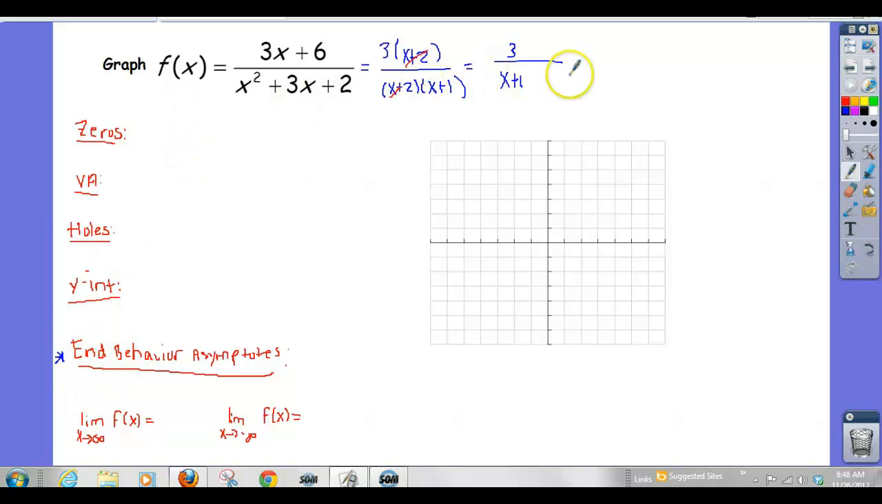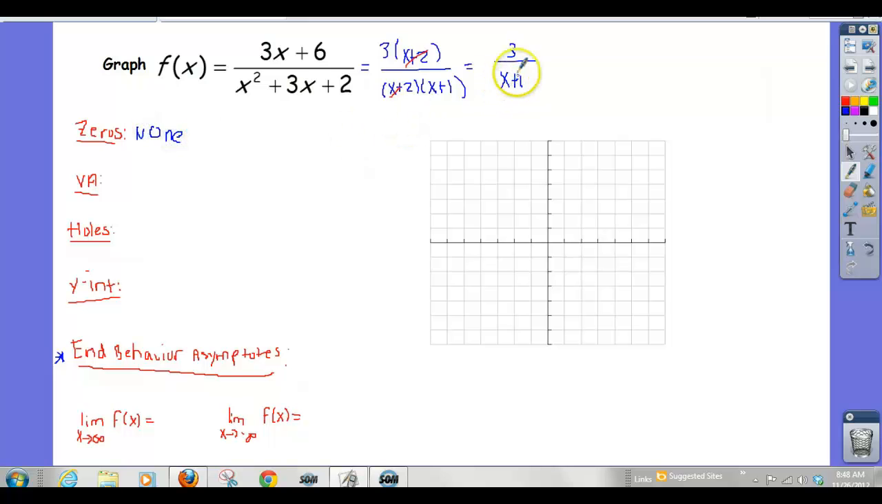So zeros. What would make this 0? This is tricky. Some students say things like, I think the 0 is 3. But if you set this equal to 0, and then you multiply both sides by x plus 1, you get the equation 3 equals 0. That's not a true statement. So there are no zeros. There's nothing you can plug into this to make it 0. So there are none.